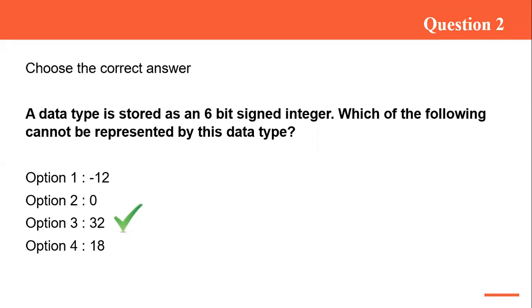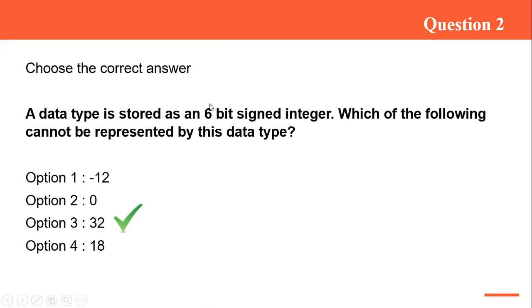Signed integer means we have to store the sign also. Unsigned integer means no need to store the sign. Unsigned integer means only positive values we'll consider. We don't need to store the sign specially for that. No need to allocate 1 bit for it. Simple thing, just see that.